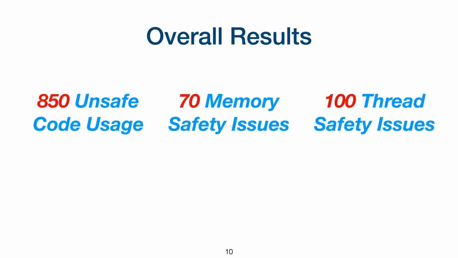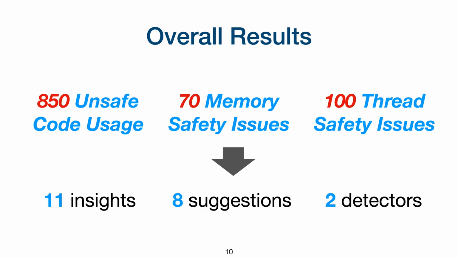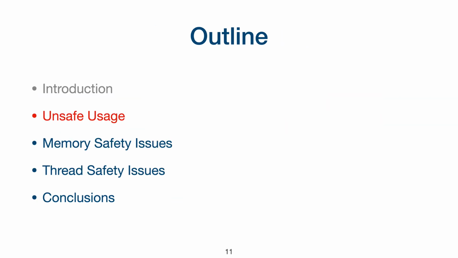We then performed manual, close inspection of all our collected usage cases and bugs. We examined hundreds of unsafe code usages, memory safety issues, and thread safety issues. With our detailed analysis of them, we made 11 insights and 8 suggestions which can help Rust programmers and the future development of Rust language. To demonstrate the value of our study, we also built 2 bug detectors which found 10 previously unknown bugs. In the rest of my talk, I will go over different parts of our study in different levels of detail.